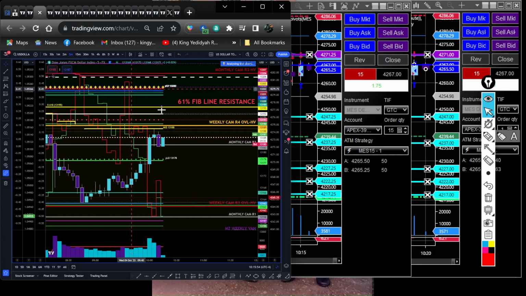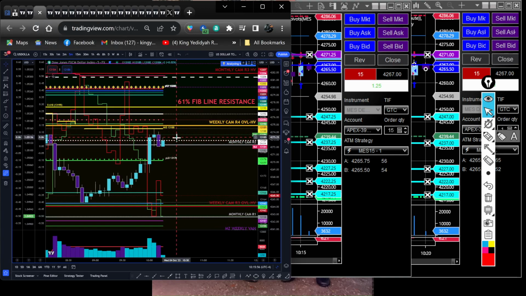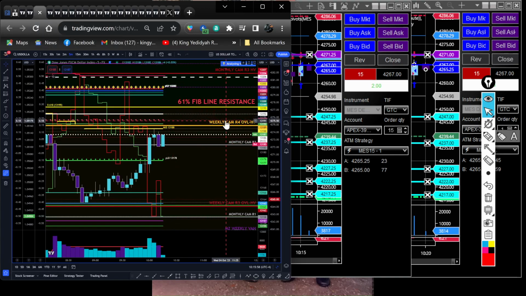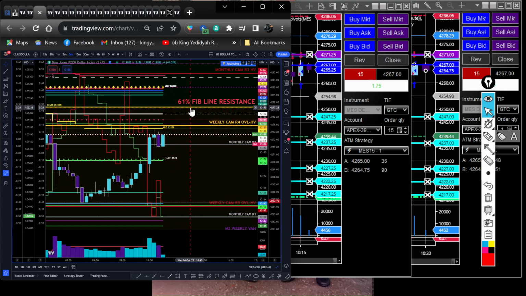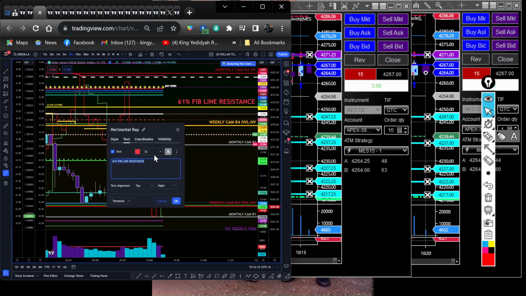Let's see the US dollar. US dollar is looking like it wants to push through weekly Cam R4. Hopefully it does. That'll save my P&L today. Probably get back up to this level here. Let me put an alert on this.